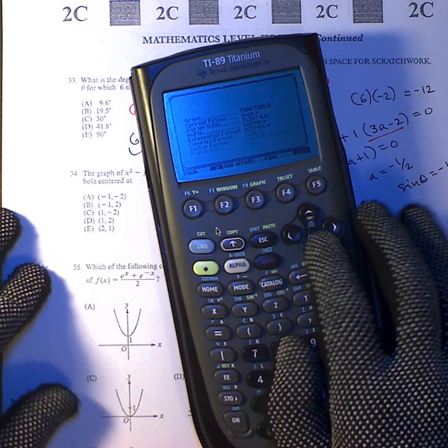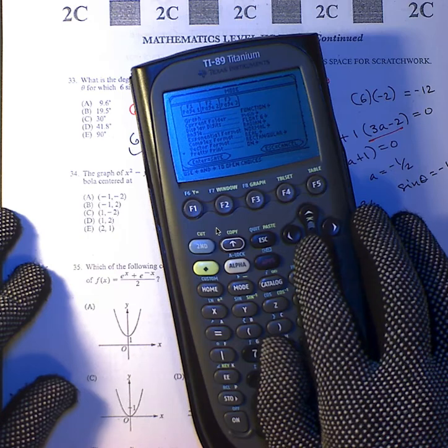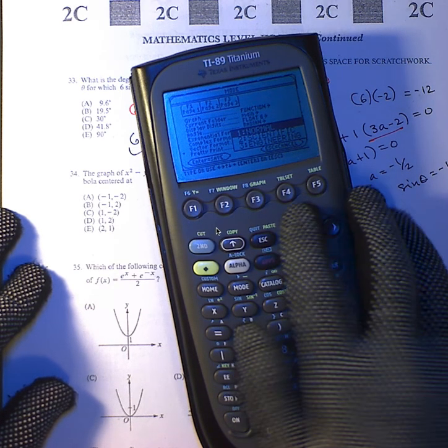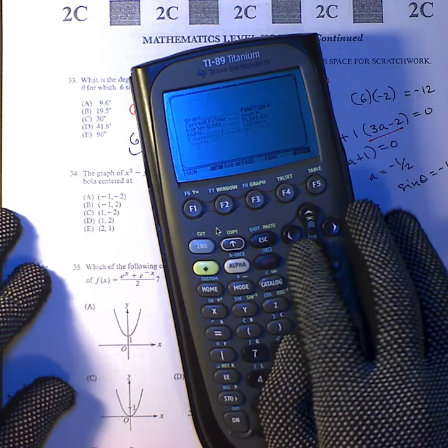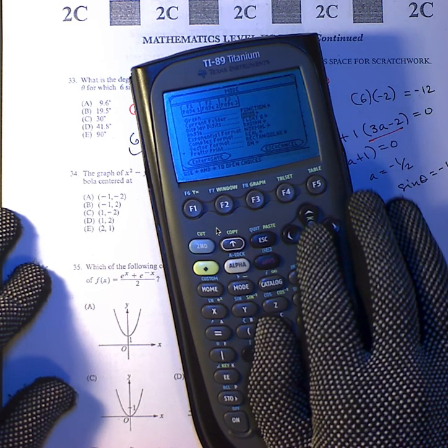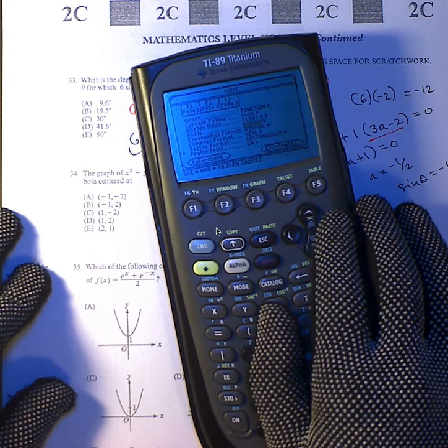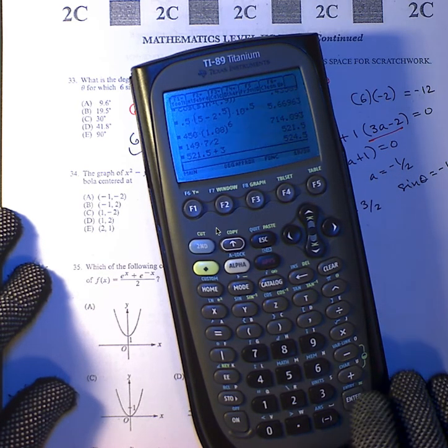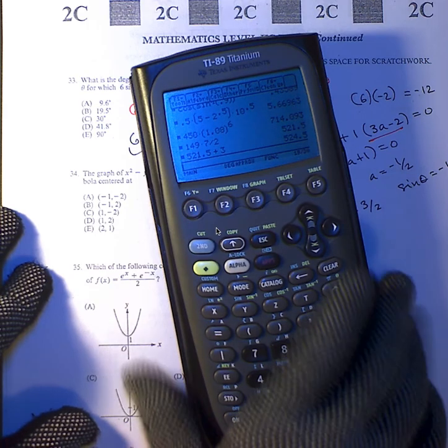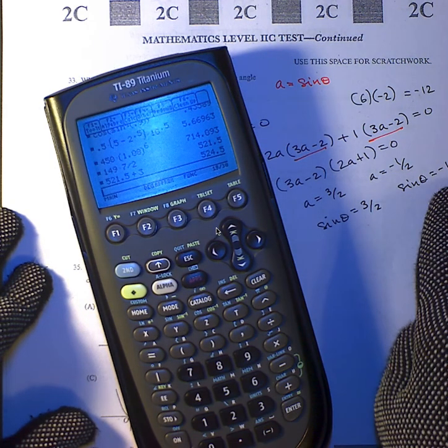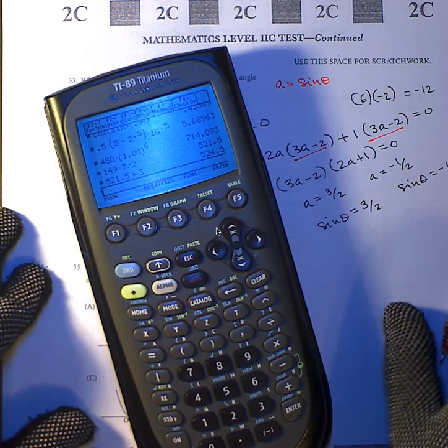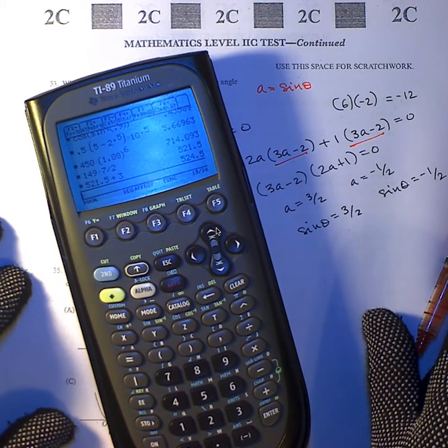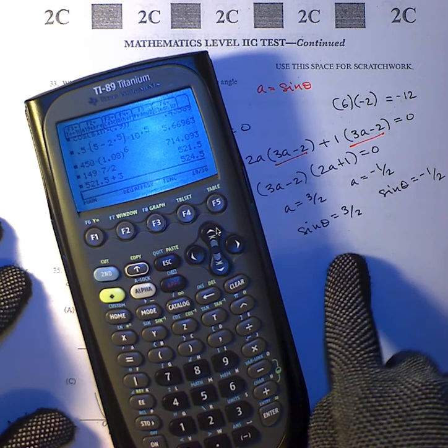But what mode are we in? We are in radian mode. Yeah, we are in radian mode. So we need to change to degree mode. And then let's come home. And now we need to do sine inverse of negative 1 half, and sine inverse of, oh, that was off the page. Sine inverse of negative 1 half, and then sine inverse of 3 halves.